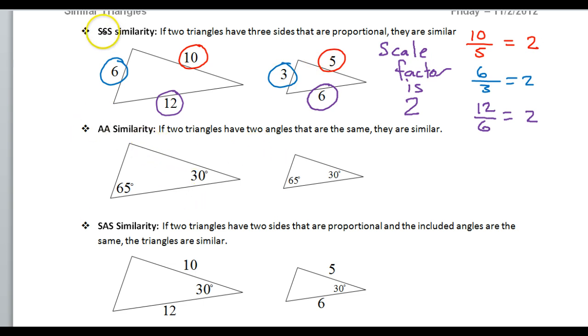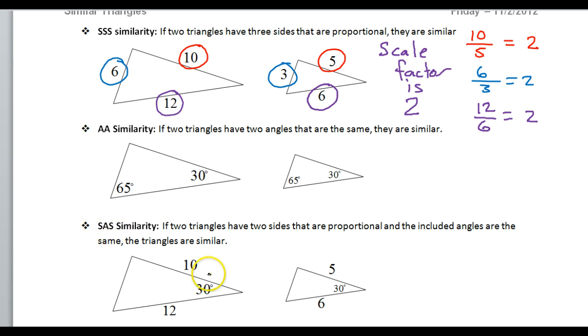Anyway, in addition to side-side-side similarity, we can prove that two triangles are similar if they have two angles that are the same. Like 65 and 30, the small triangle has degrees 65 and 30. That's enough to prove that these two triangles are similar. And the third and final way to prove that two triangles are similar is side-angle-side similarity.